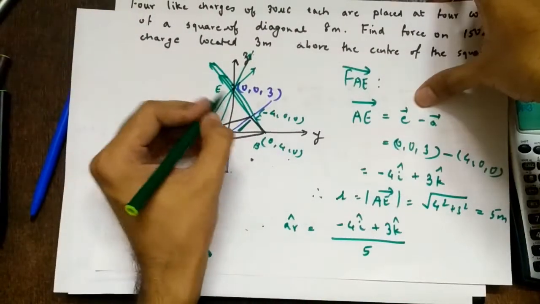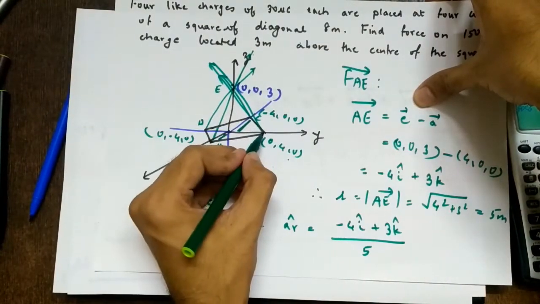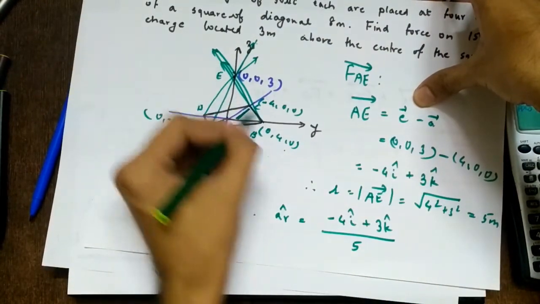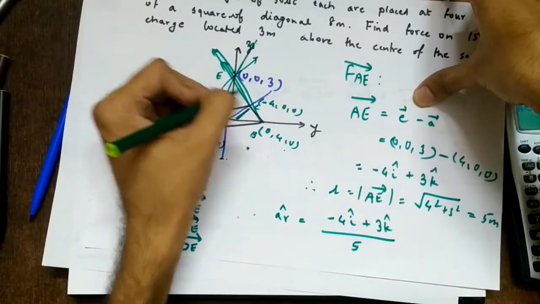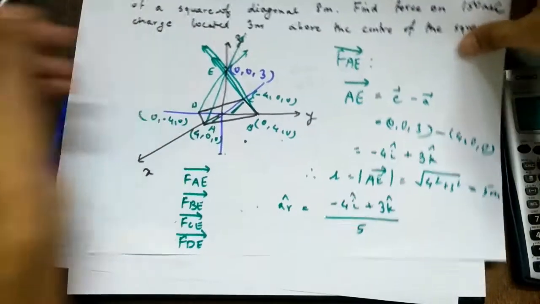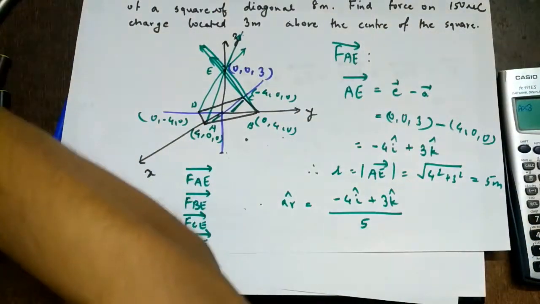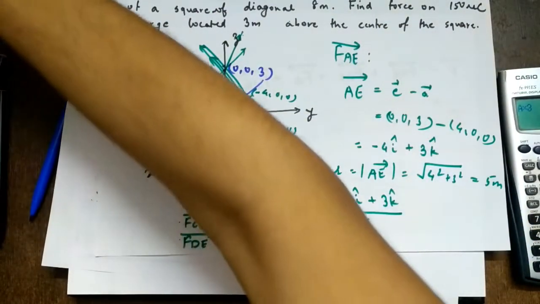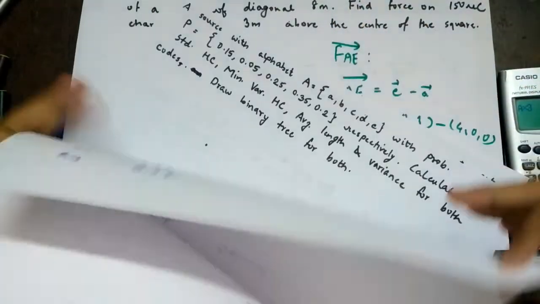So what should be the BE vector? You are at y, you are going towards z, so you are going in the direction of minus y and plus z. So minus j cap plus k cap, right? I've already found F_BE, F_CE and F_DE. I'll just show you what those values are.